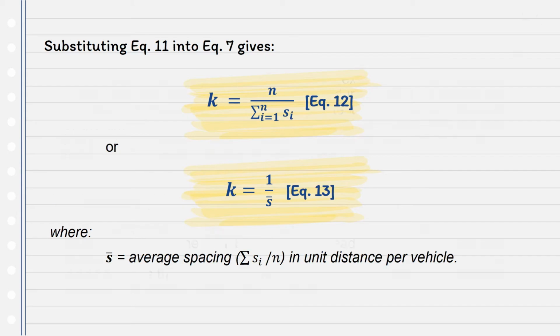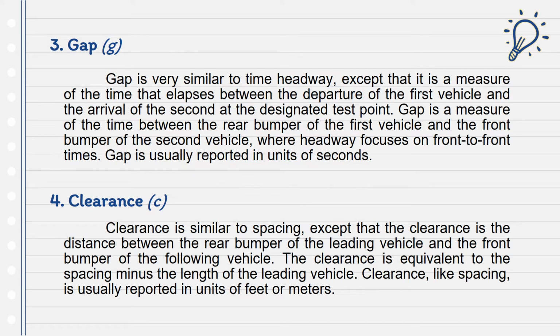Another type under microscopic measures is the gap. Gap is very similar to time headway, except that it is a measure of the time that elapses between the departure of the first vehicle and the arrival of the second at the designated point. Gap measures the time between the first vehicle's rear bumper and the second vehicle's front bumper, whereas headway focuses on front-to-front times. The gap is commonly measured in seconds.